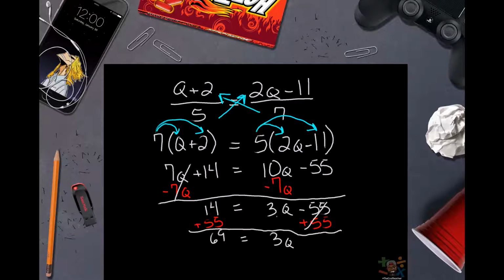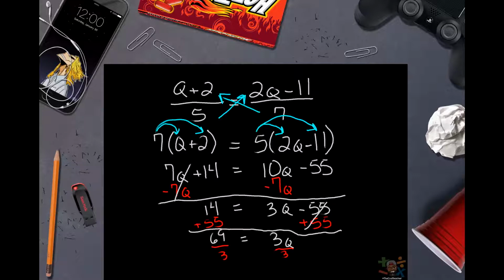Now I have my variable almost by itself. There's a 3 with this q. I don't want a 3 with that q. So since this shows me multiplication, I have to divide. And I have to divide by whatever number is on the side with the variable. That didn't make any sense. Alright, so what I'm going to do is divide both sides by 3.